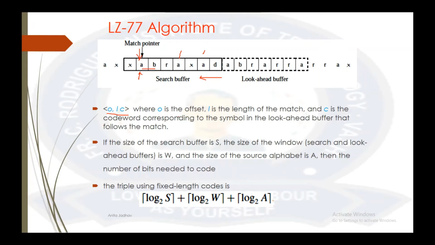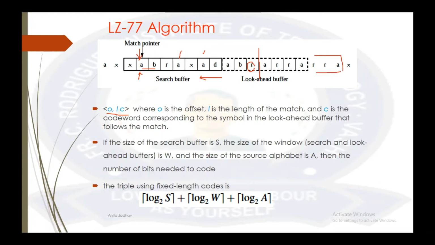And what is your C? It is the corresponding symbol after the match. So you have R here. The triple which will be sent will be 7 comma 2 comma code of R. And then all this part will be included in the search buffer, and the window will slide forward by the next 3 letters. Now up to here you will have your look ahead buffer.